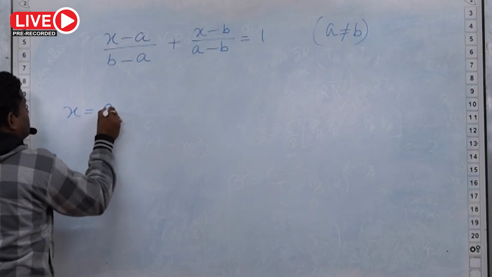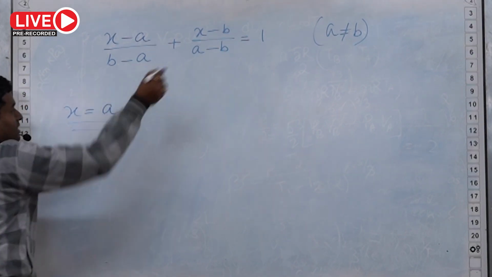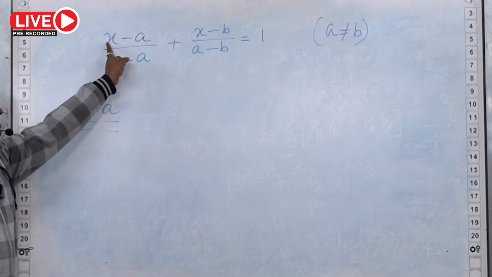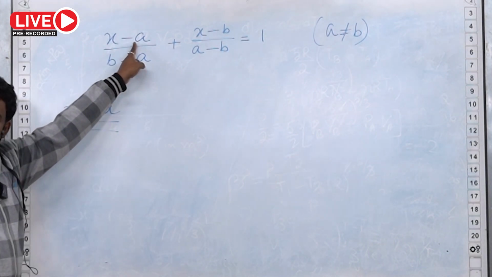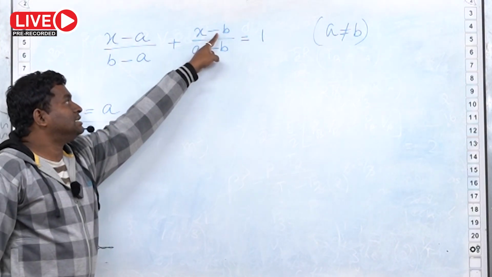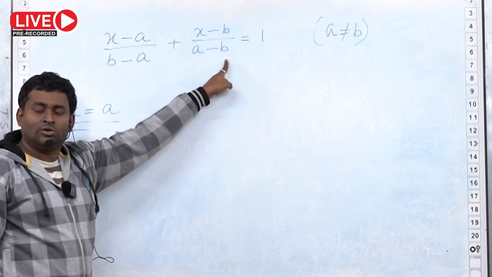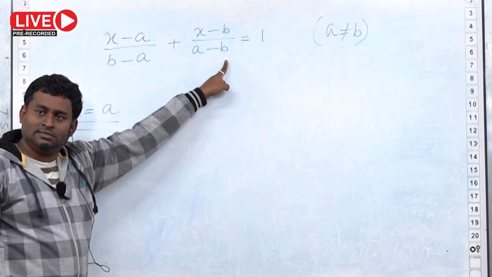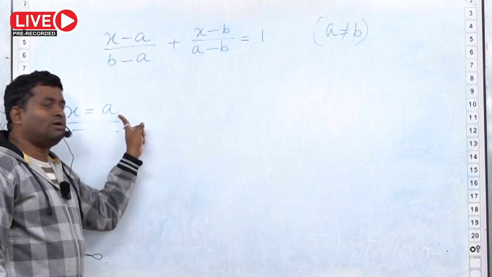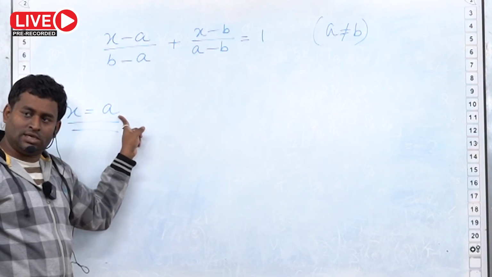Suppose I consider x equal to a and check whether the equation is satisfied or not. This is a minus a, so 0. So this term is 0. This is a minus b by a minus b. So the equation is satisfied, 1 equal to 1. So left side and right side are satisfied. So x equal to a is a possible solution.